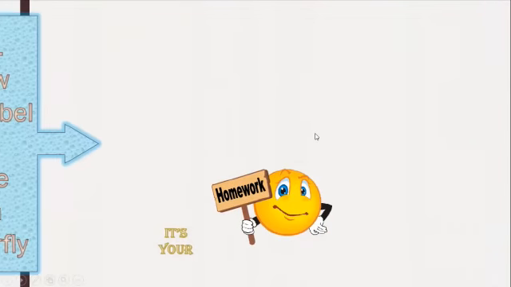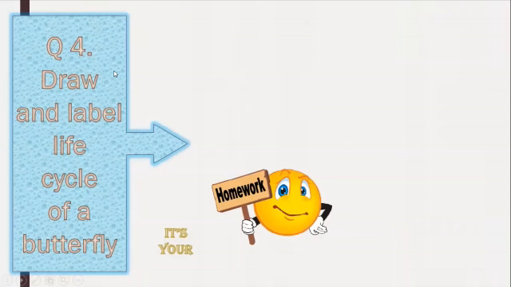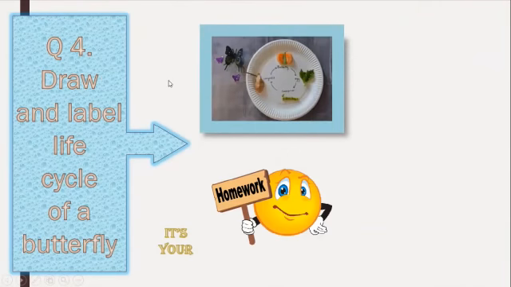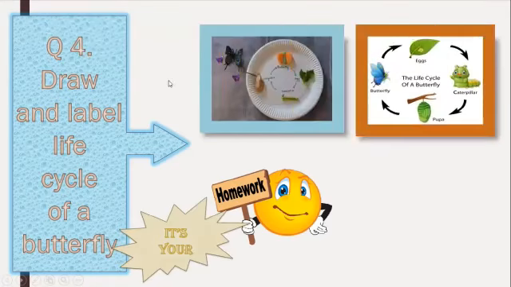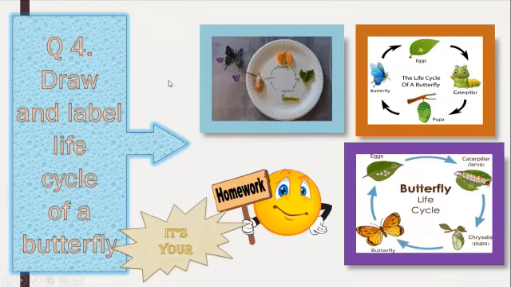But there is one homework. So students, it's very interesting homework. You have to draw and label the life cycle of a butterfly. It is up to you whether you draw in the notebook or do some creative work. Here I'm going to show you some samples of the picture, so you can also make it in the same way and attach it in the Google Classroom. Okay, those are all the sample pictures. You have to draw and label the life cycle of a butterfly in the notebook.